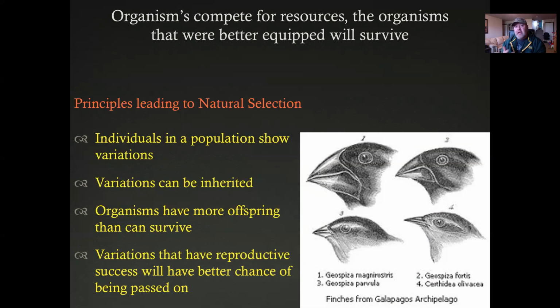Organisms have to be able to have more offspring than what can survive. That kind of makes sense, right? Because if you have offspring and they die, then there's no sense in that, because they're not going to be able to send any genes into further generations. And then those variations have to have reproductive success. Okay, so that means that those individuals will have a better chance of surviving and those traits being passed on to another generation.